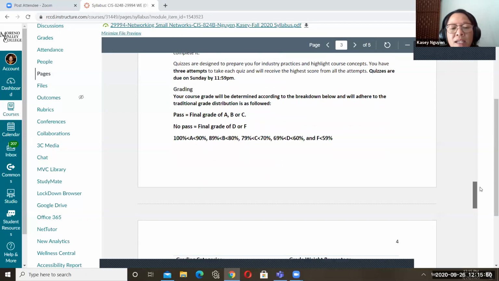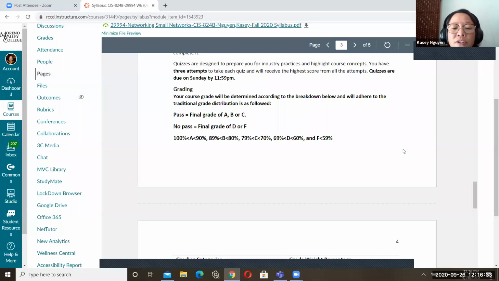As far as grading, this class is based on pass or no pass. So if you have A, B, or C as a grade in Canvas, you will receive a P, which is pass. If a person receives below a C, which is D or F, that will be a no pass. And the grading scale you can see on the bottom of page 3. I use the regular standard grading scale for community college. There are no A pluses or A minuses, or B pluses, B minuses. So as you can see, I don't give pluses and minuses.